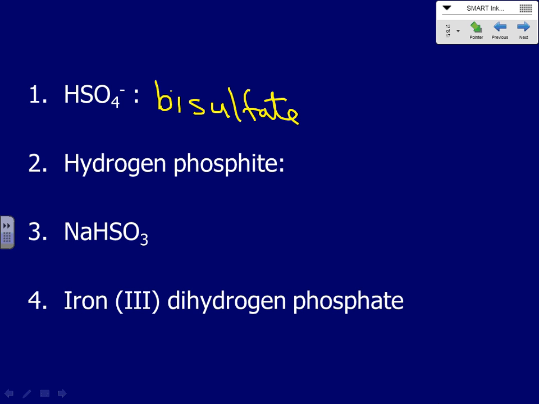Formula for a hydrogen phosphate. Somebody have a formula for a hydrogen phosphate? Emily? HPO4 minus 2 is correct, because we had to change that charge by 1. Excellent. Name of that compound.